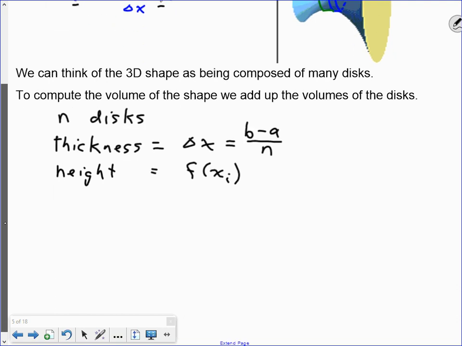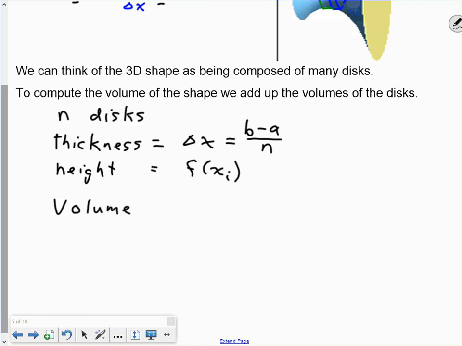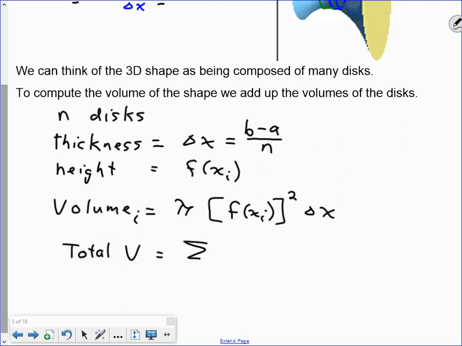And so the volume for one of these discs is going to be given by pi, our radius, squared, times delta x. So this is the volume of one of those individual little discs. To find the volume of the entire shape, the total volume, we're going to add all of these up. So the sum, i goes from 1 to n, of pi f at xi squared delta x.